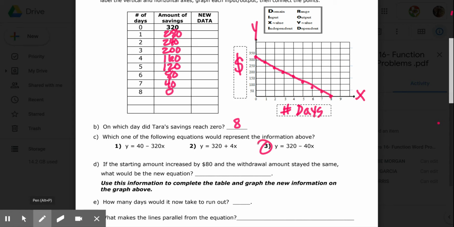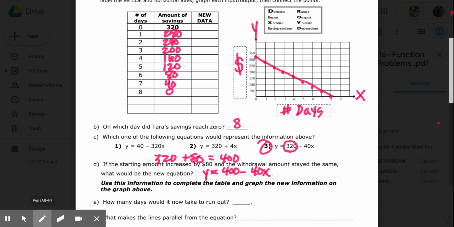Letter D says if the starting amount increased by $80, so the starting amount is 320, if it increased by 80, that means the new starting amount is going to be 400. So the withdrawal amount will stay the same. So what would be the new equation? On number 3, instead of 320, you're going to put 400 minus 40x.